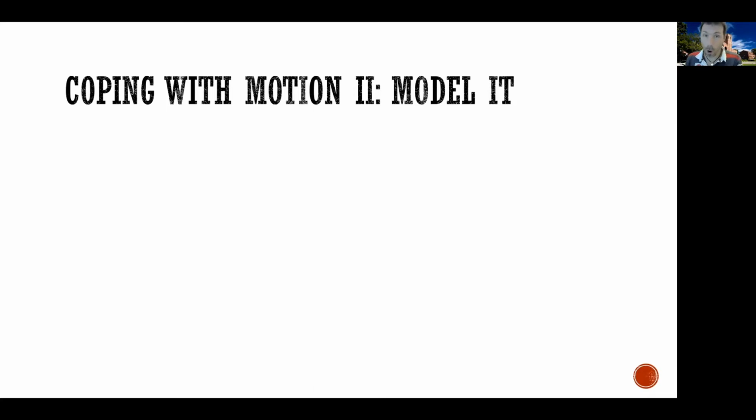The second way of coping with motion is after motion has happened, you want to model it. In other words, remember, it's all about signal to noise ratio. We want to maximize the signal, which is what we know, what we can explain, and minimize what we can't explain, the noise. So one way is to explain the noise, to turn motion into something we can explain. In other words, model it.